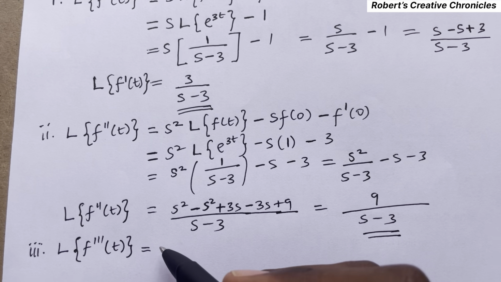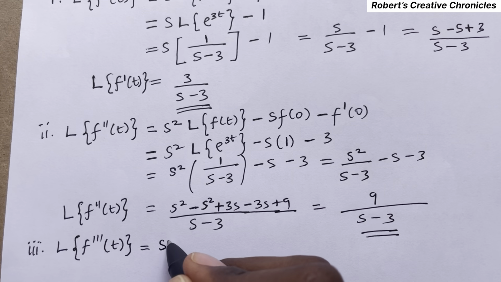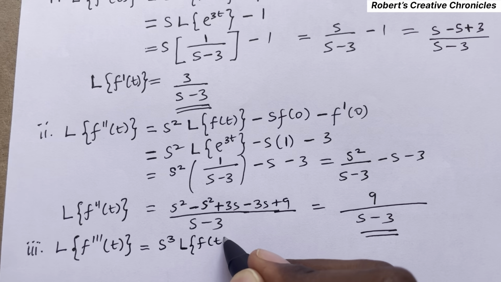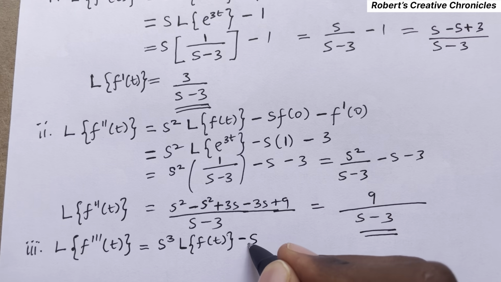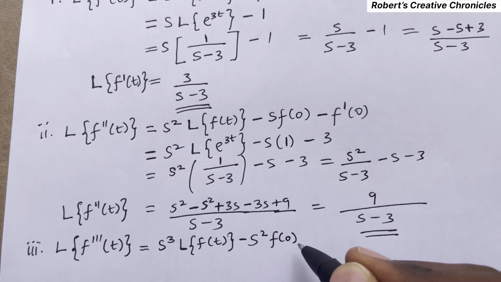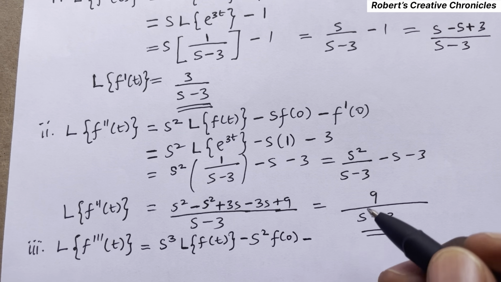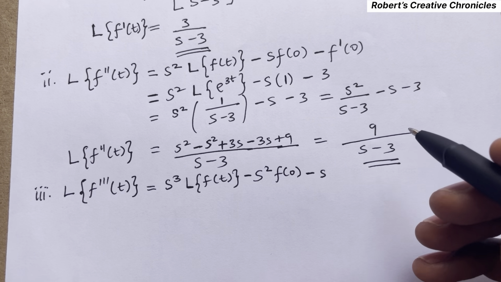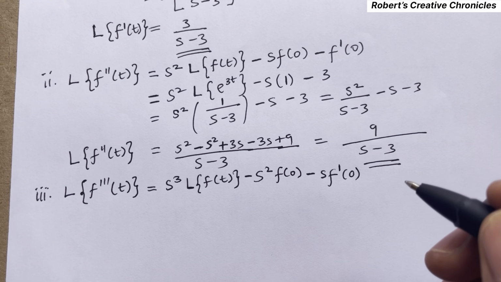Now to write the formula of the Laplace transform of the third derivative, you can infer that here will be what? S cubed, Laplace of f(t). Then here now instead of s, you know that it will be s square, from 3 to 2. Then f(0). Then minus what? From s square to now be s. Then this also f prime 0.